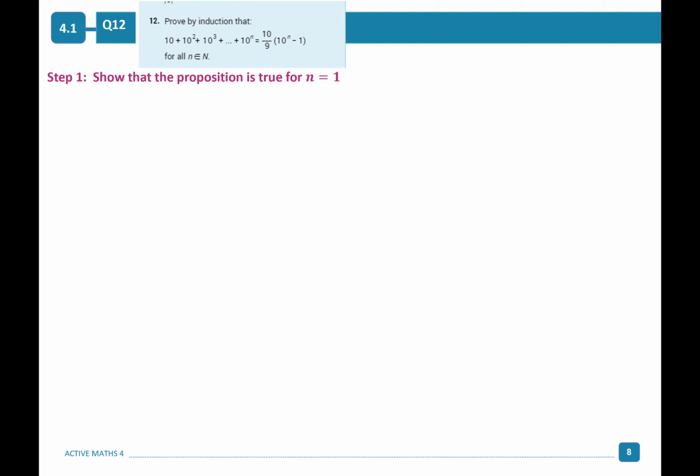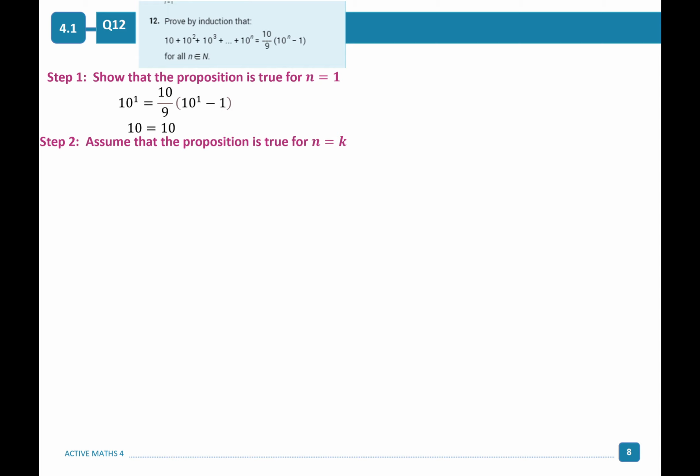Okay, so when we're looking at a proof by induction, we follow the same steps every time. Step 1, we want to prove the proposition is true for n equal to 1. So we need to show that this is true when n is equal to 1. Substituting in 1 for n, we get 10 to the power of 1 is equal to 10 over 9 times 10 to the power of 1 minus 1. So our left-hand side is equal to our right-hand side here. 10 is equal to 10. Therefore, it is true for n equals 1.